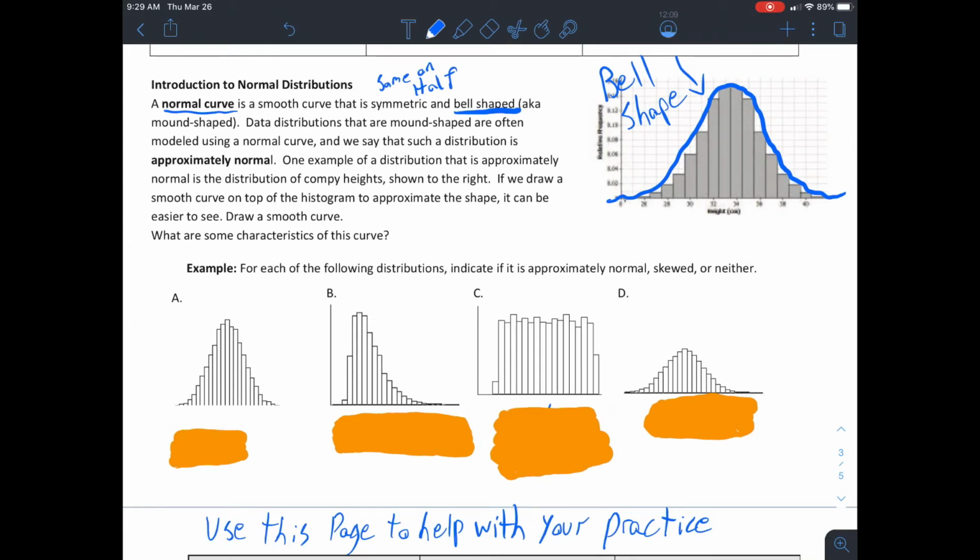If we draw a smooth curve on top, like I've already done, then it's easier to see how if we cut it in half right here, it would be symmetric on both sides. And the overall shape kind of looks like the Liberty Bell. That's why we call it a bell curve.